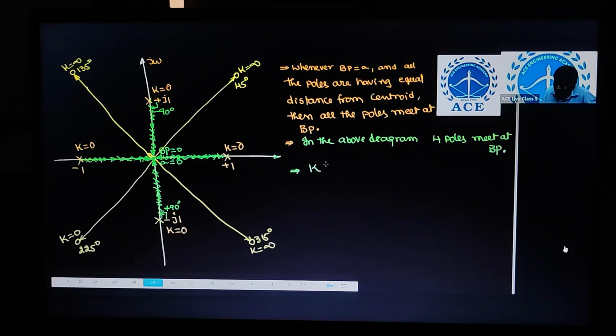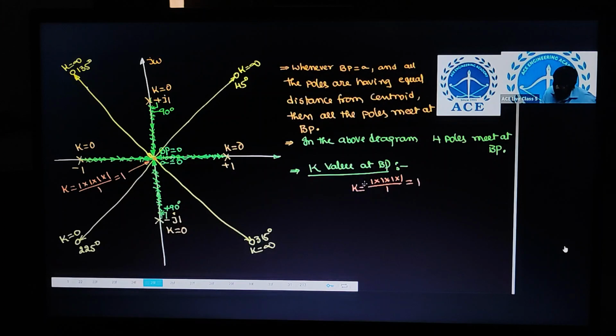What is the K value at the breakpoint? Anybody? 1 only. See here, K is the product of lengths, from here to here 1 unit. That means K is nothing but 1 into 1 into 1 into 1, no zeros, so 1. So the K value at the breakpoint is K equal to 1 into 1 into 1 into 1 divided by 1, so it will become 1.